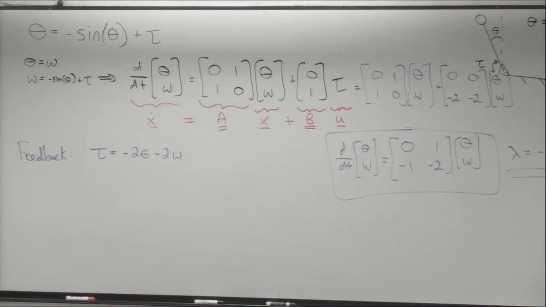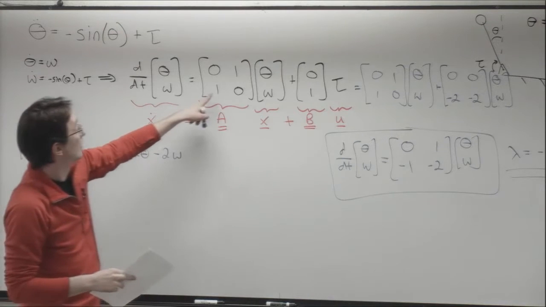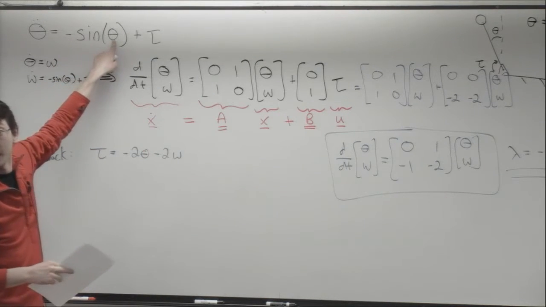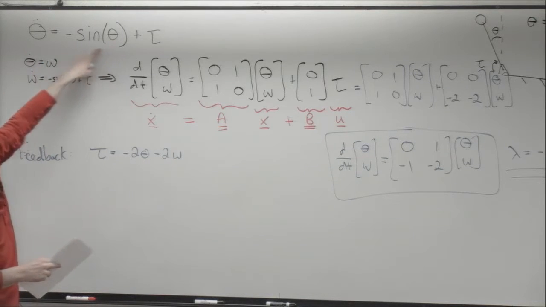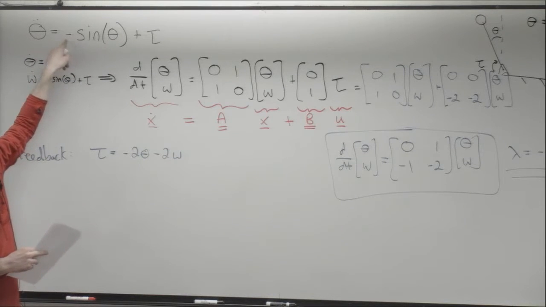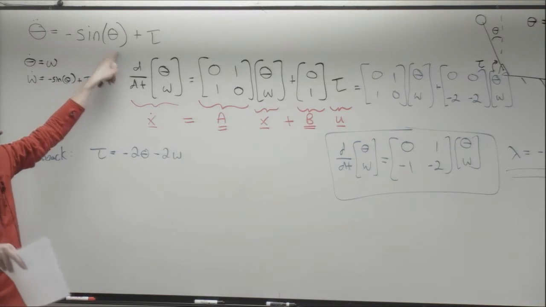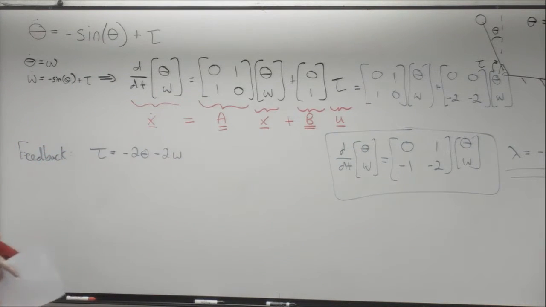Yeah? Why is that not minus 1 that day? I'm sorry? Why is that not minus 1? Because I'm linearizing about theta equals pi. So the partial of this with respect to theta is minus cos theta, and cos of pi is minus 1, so I get a minus 1. Yeah.